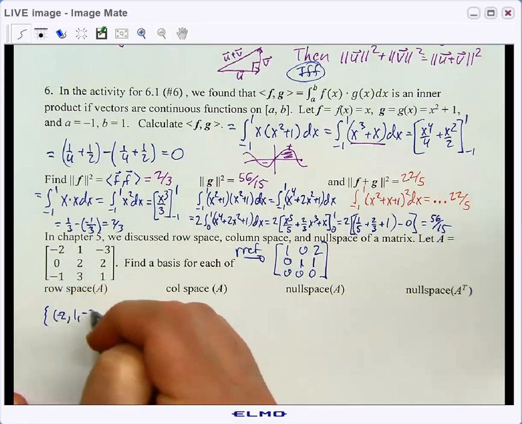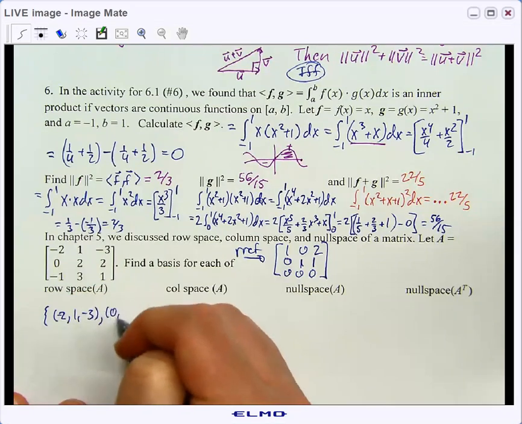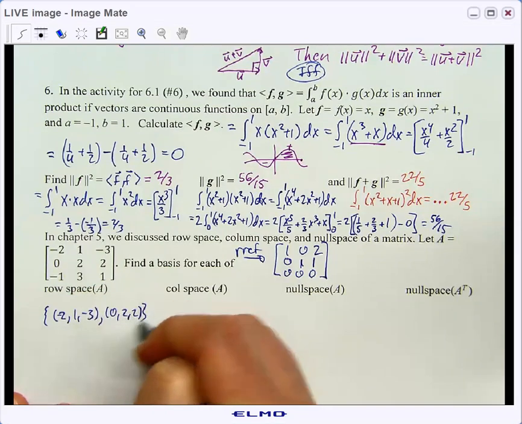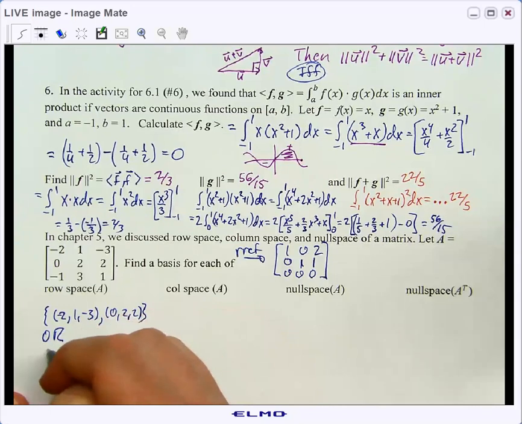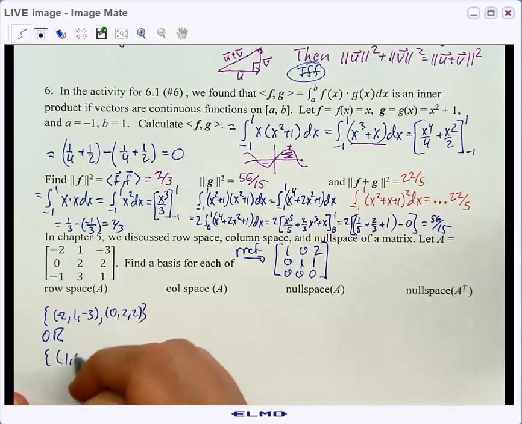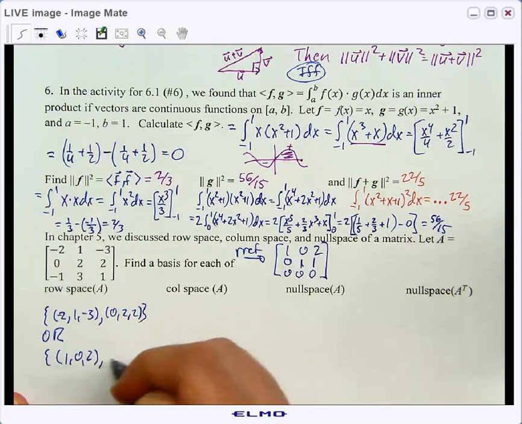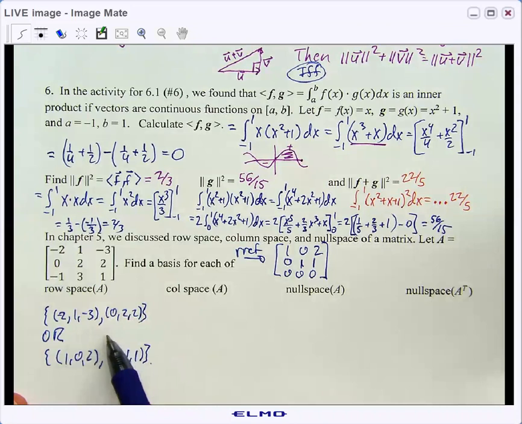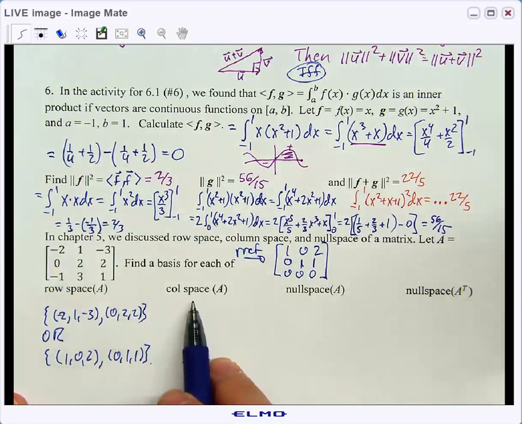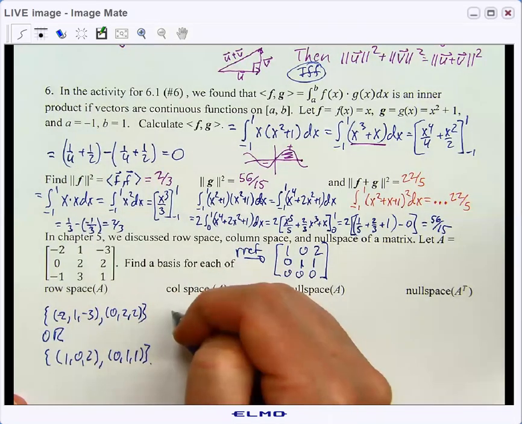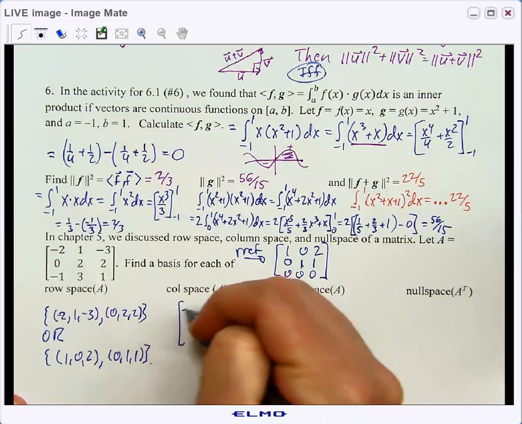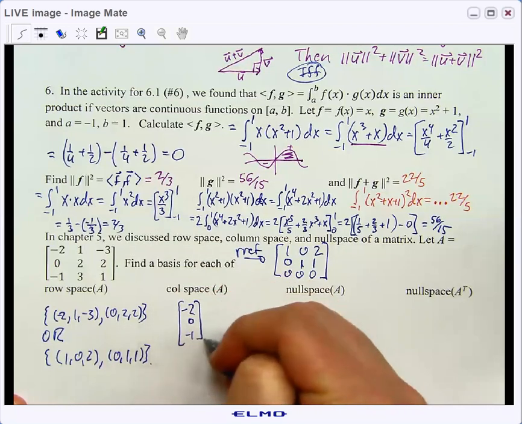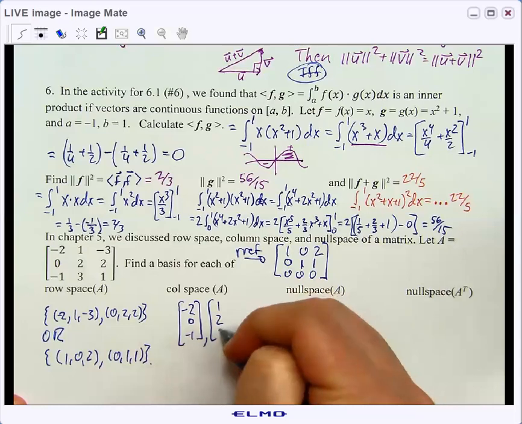-2, 1, -3 with 0, 2, 2, or I could use 1, 0, 2 together with 0, 1, 1. They will cover the exact same plane, just in slightly different ways. Now, row operations can and do change the column space. So for the column space, we're going to need to use the vectors -2, 0, -1, and 1, 2, 3.